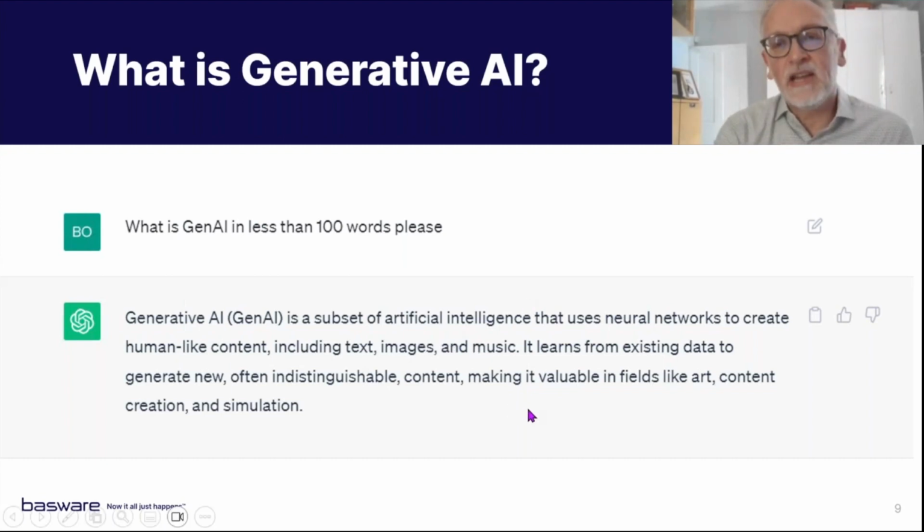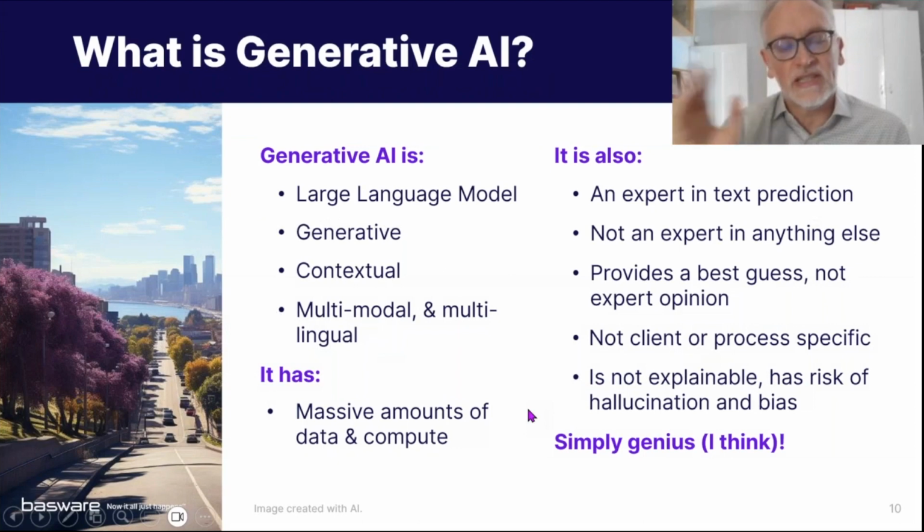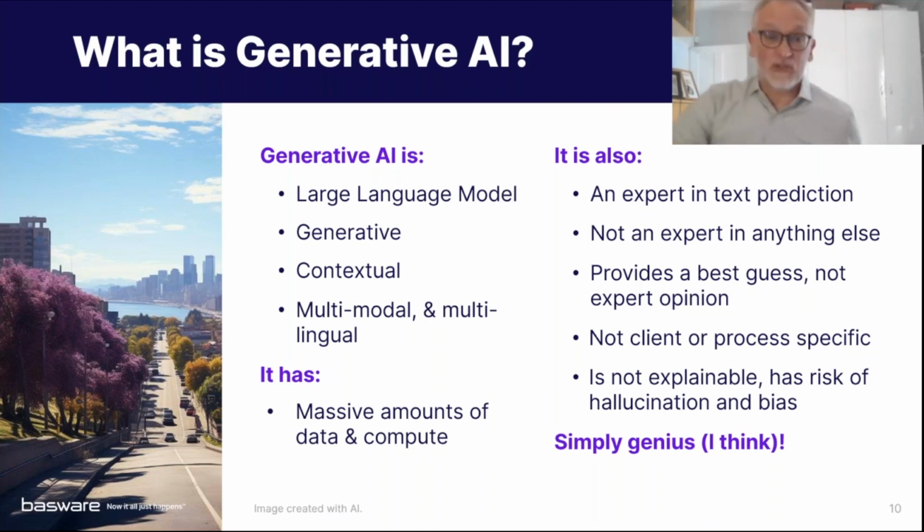But I've got another, slightly different model. This is how I think of it, and this is very much my point of view. Generative AI is, firstly, a large language model, and it's generative. The next thing is it's contextual, right?